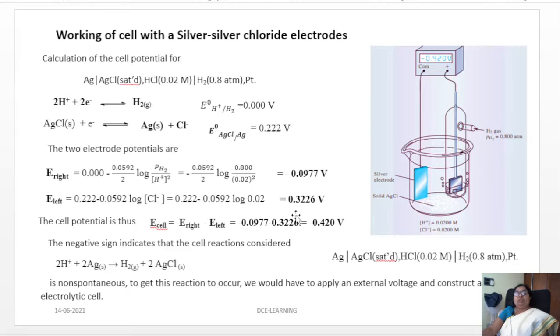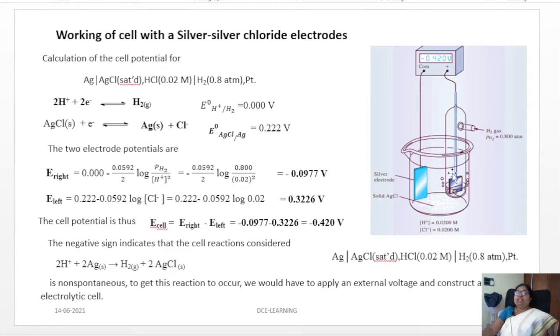Like that, if you measure the EMF of the left hand cell, it undergoes a reduction, so it will be 0.22 minus, using the Nernst relationship here. You substitute the value here, 0.02, which also depends on the concentration of the chloride ion. Therefore we are going to get 0.02 here, and then you get 0.3226 volts. But what we need to calculate is the overall cell EMF.